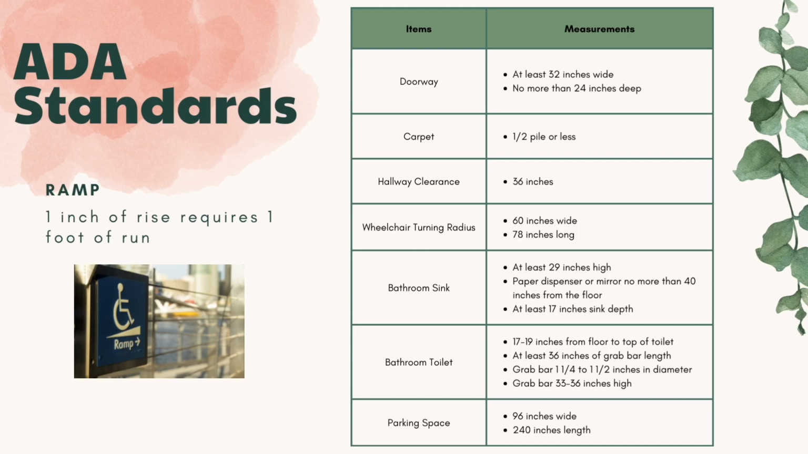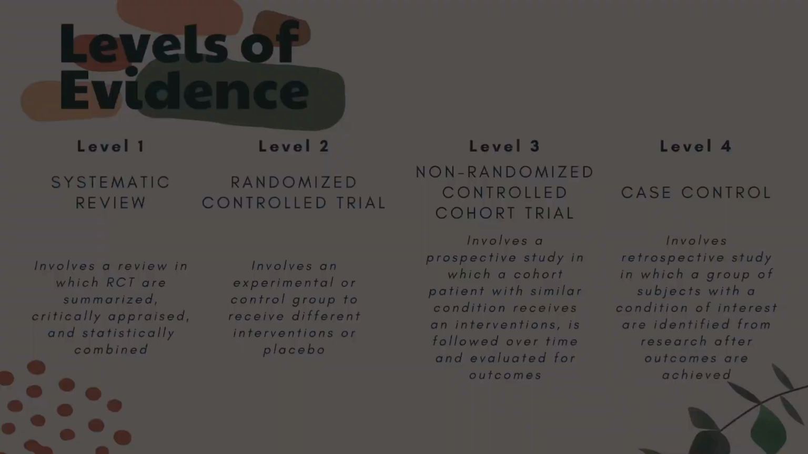Next is ADA standards. I've put together a chart with some measurements on it and what items are being measured. Now, this chart is not everything, but I feel like these are some of the big points. The biggest thing to remember is the ramp. 1 inch of rise requires 1 foot of run.